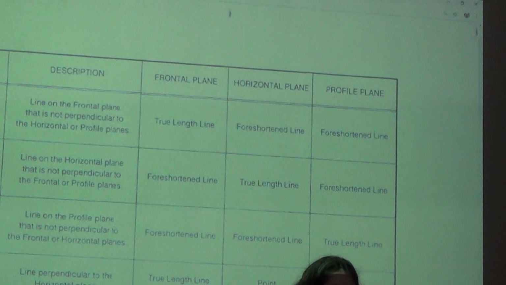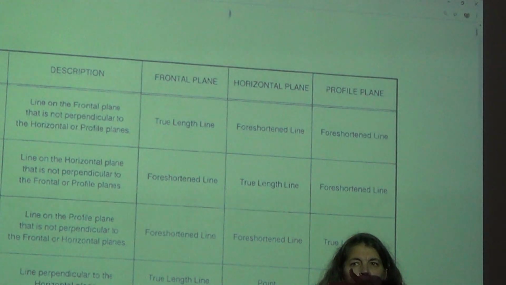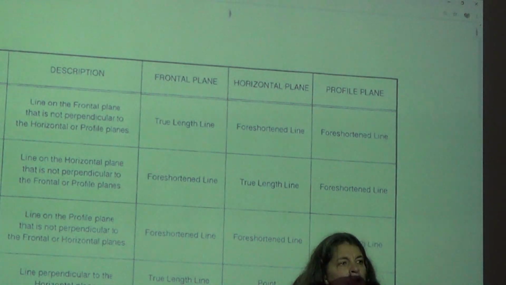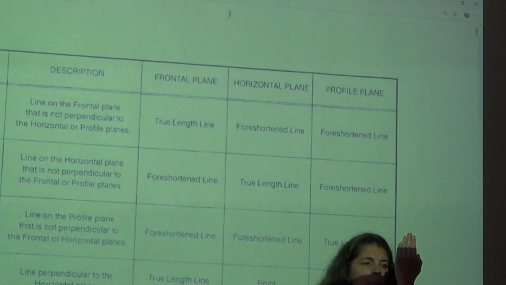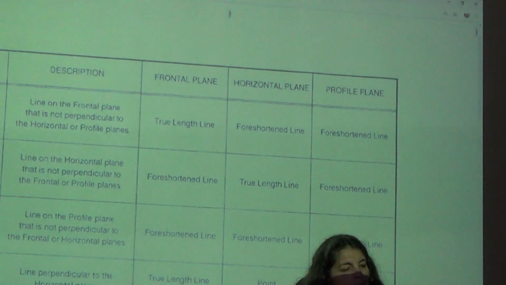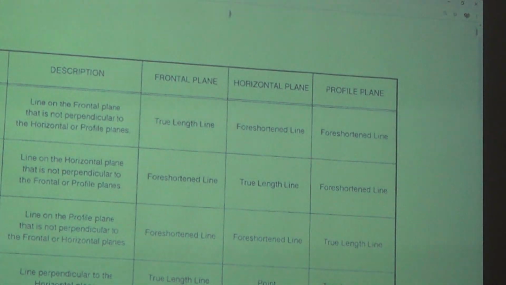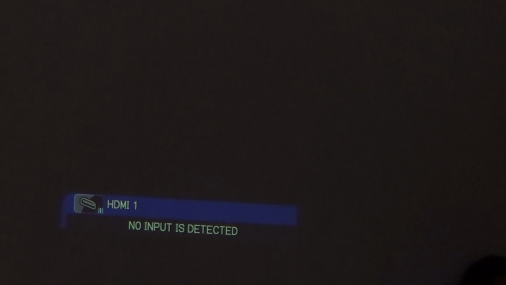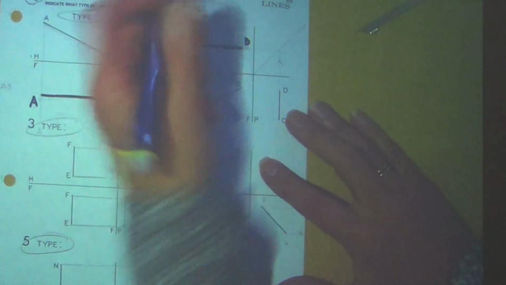So let's read that again. A frontal line is a line that's on the front plane. Everybody put your hand on the front plane, but it can't be perpendicular to the horizontal, so it can't be like this. And it can't be perpendicular to the profile, so it's going to be a diagonal line in the front. So take a look at these, and which one, 1, 2, 3, 4, 5, or 6, is a frontal line? 2. So put frontal line.